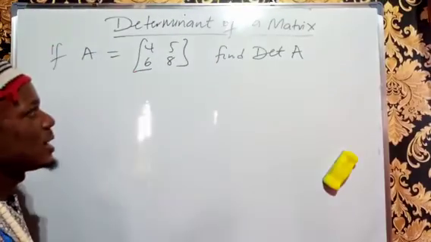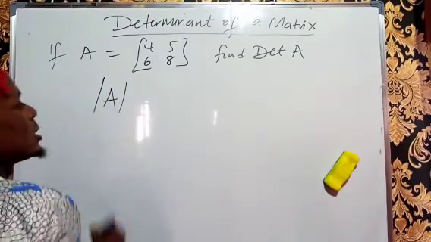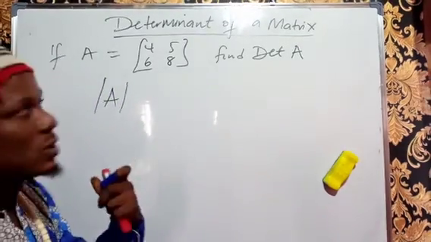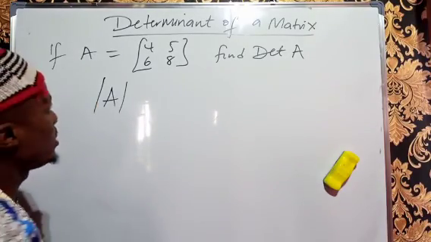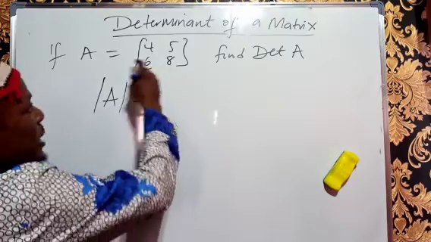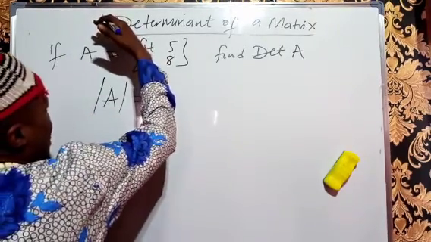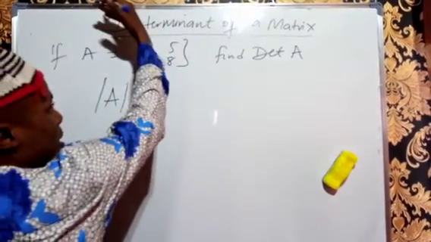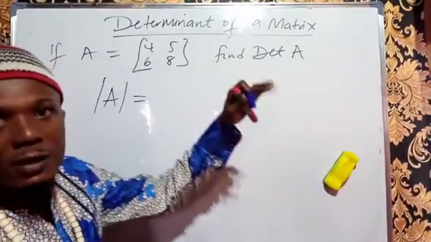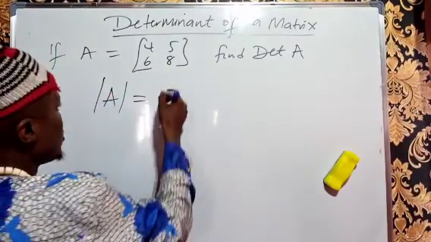Look at another way determinant can be written. This modulo symbol, if you see this in matrix, know that they are talking about determinant of A. If it is B that is inside, they are talking about determinant of B. So determinant of this 2 by 2 matrix is just the cross multiplication, the difference between the product of the elements in the leading diagonal and the product of the elements in the other diagonal, non-leading diagonal.